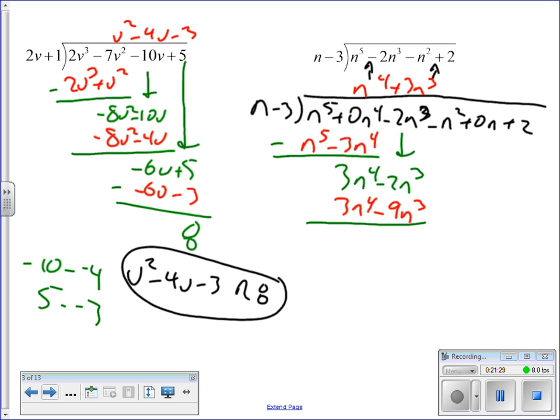And once again, what do I do? I subtract. 3n to the fourth minus 3n to the fourth gone. Negative 2n cubed minus negative 9n cubed. We got 7n cubed. And then you bring down the n squared. Please continue and finish the problem.